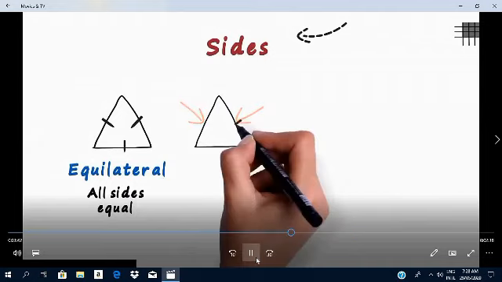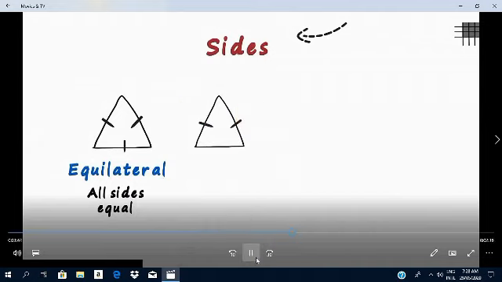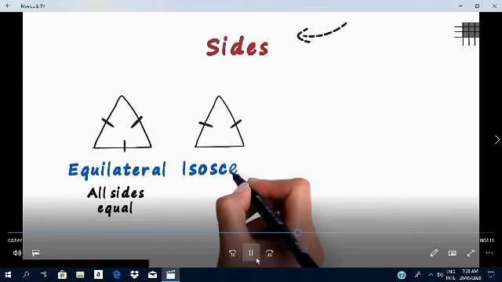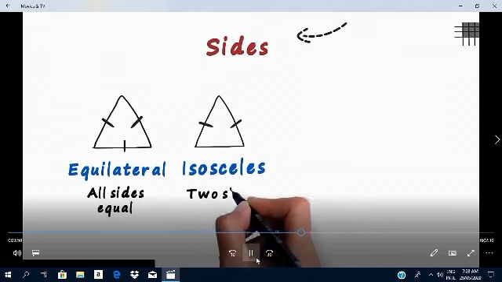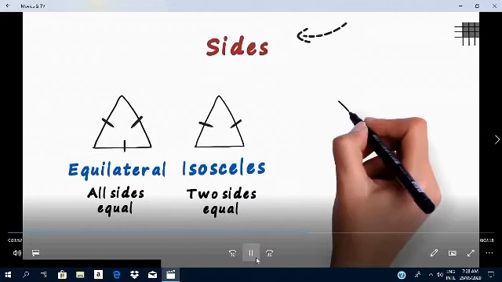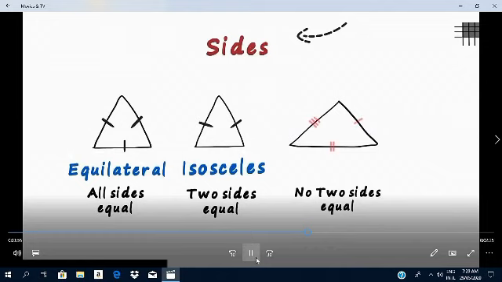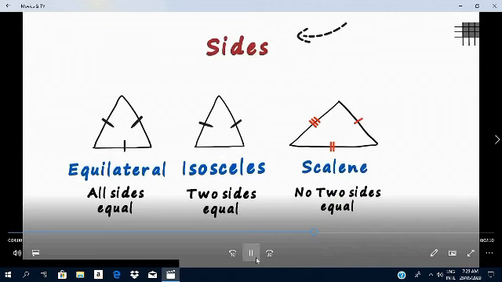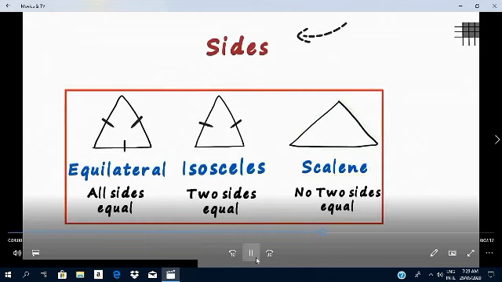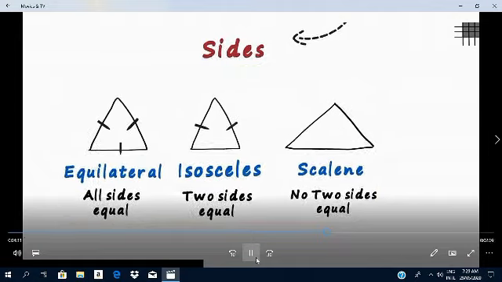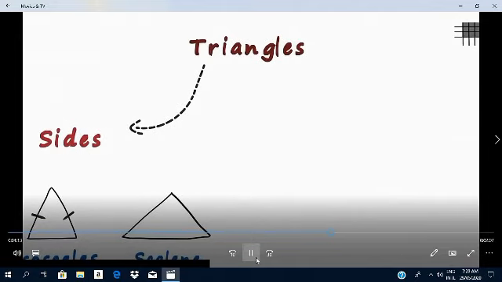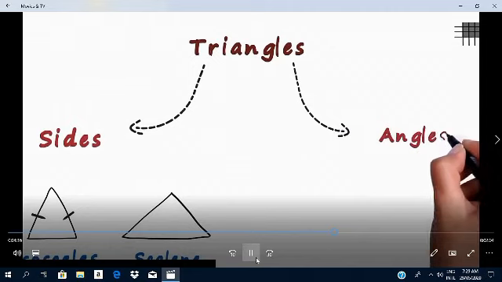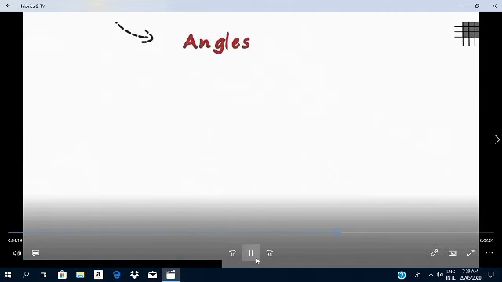But for an isosceles triangle, the line of congruency is on two sides. It means only two sides of an isosceles triangle are equal. Now the lines of congruency in a scalene triangle are different. One has 3, one has 2, and one has 1. So no sides are equal. That is a scalene triangle. I've identified the triangles using the number of sides with their varying lengths.